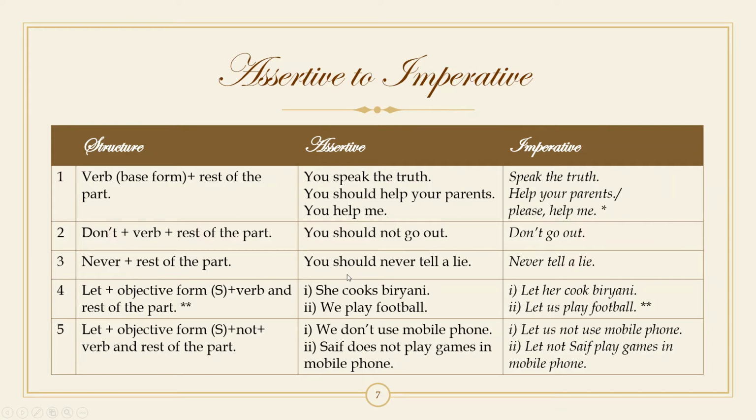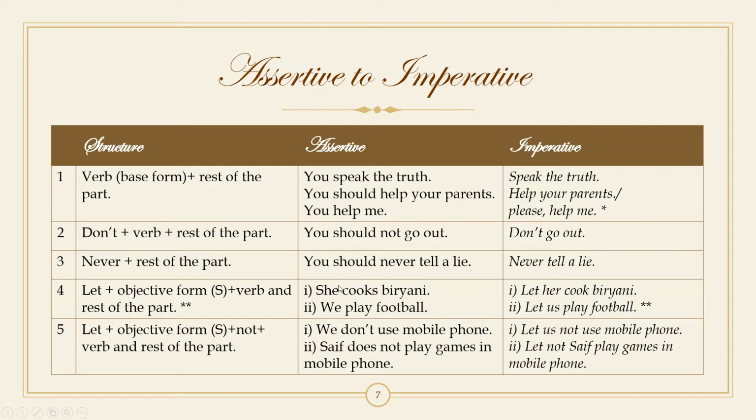In case of sentences containing never, we won't use don't, because never is used for negation. That's why the assertive form is you should never tell a lie, and the imperative form is never tell a lie. Because the structure is never plus rest of the part. So never, and the rest of the part, tell a lie, is used to transform assertive to imperative. Now we know that the subject of these examples is you, that is second person.